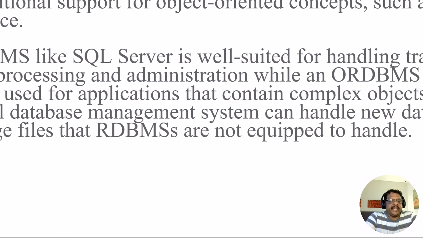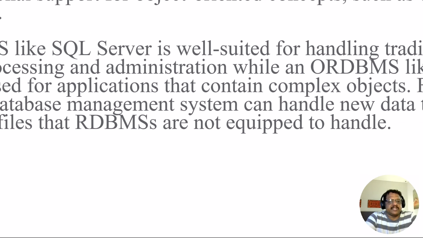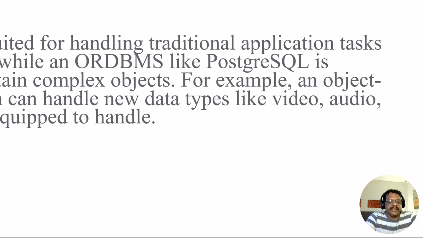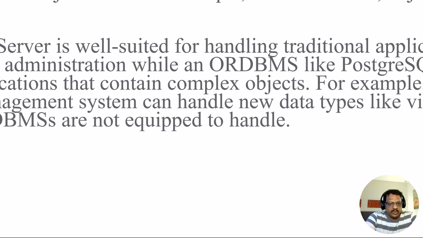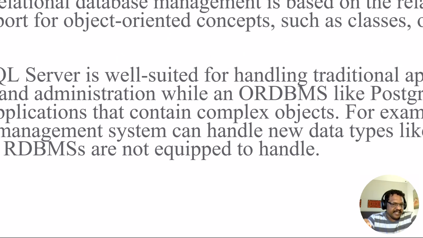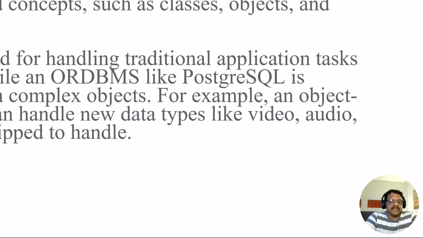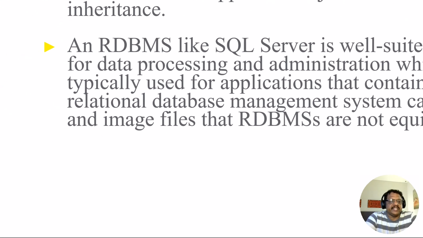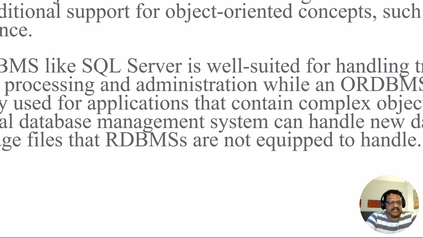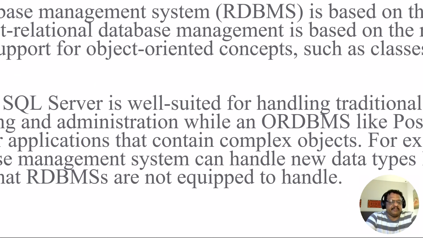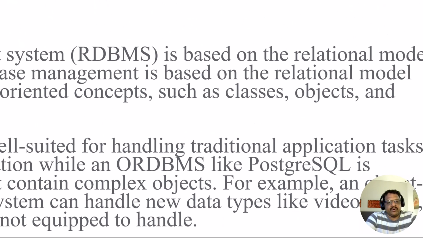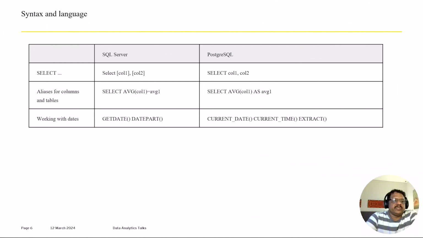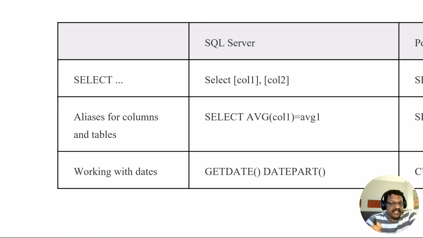For example, an object relational database management system can handle new data types like video, audio, and image file that RDBMS are not equipped to handle. So that is the catch. So normal RDBMS cannot handle data types like video, audio, and image files. But object relational databases can manage that. And the example for such database is PostgreSQL. Understood?